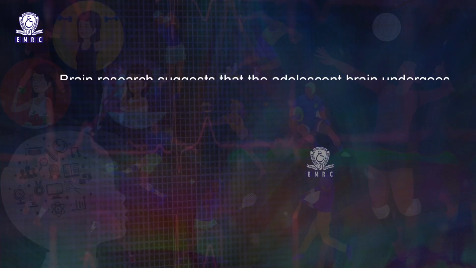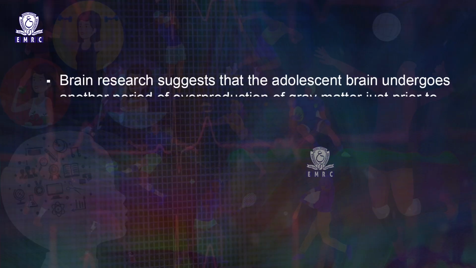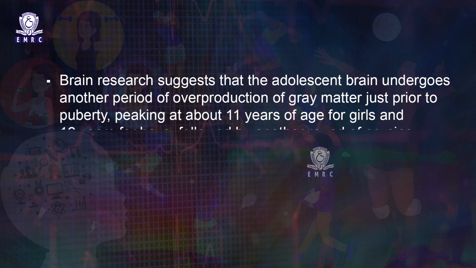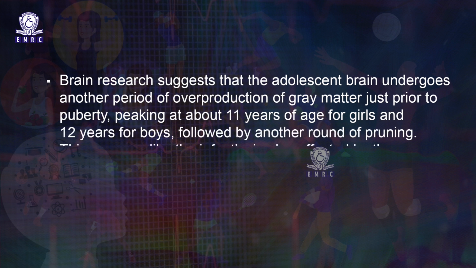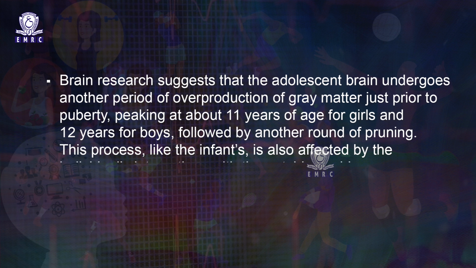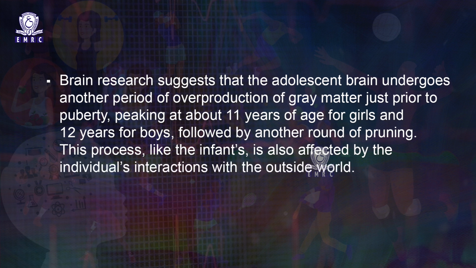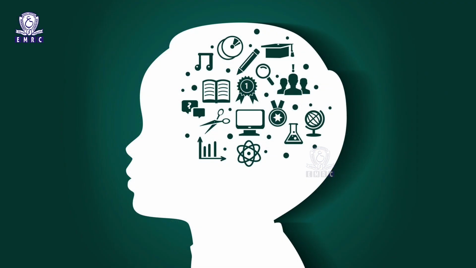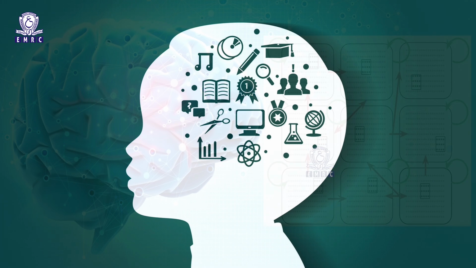Brain research suggests that the adolescent brain undergoes another period of overproduction of grey matter just prior to puberty, peaking at about 11 years of age for girls and 12 years for boys, followed by another round of pruning. This process, like in infants, is also affected by the individual's interactions with the outside world. The pruning process just described allows the brain to be more efficient and to change in response to environmental demands, and facilitates improved integration of brain activities.